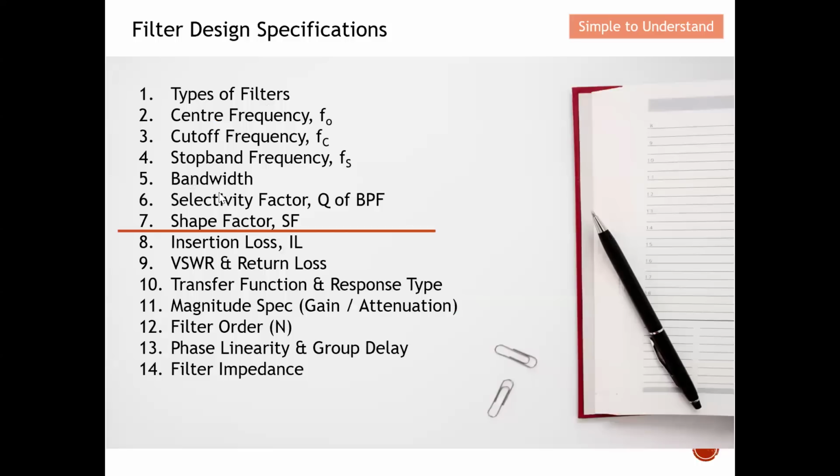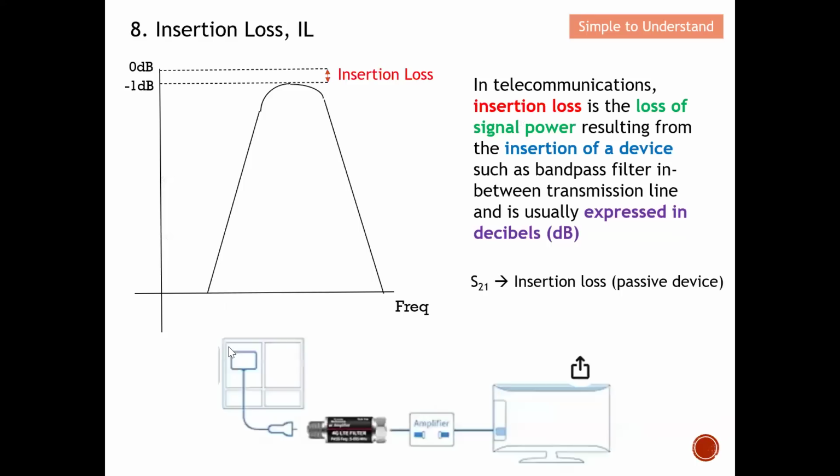These are the first 7 of the filter design specifications, covered in the Part 2 series discussion. In this video, I will continue from 8 all the way to 14. Let's start the discussion with the first one, which is the insertion loss. What is the insertion loss of a filter? In telecommunications, insertion loss is the loss of signal power that results from the insertion of a device, such as a bandpass filter, in a transmission line, and it is usually expressed in decibels.